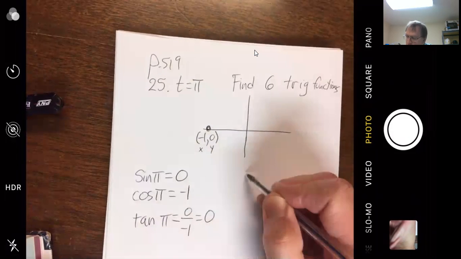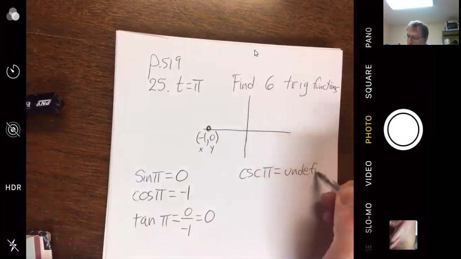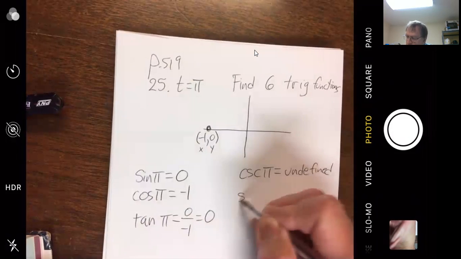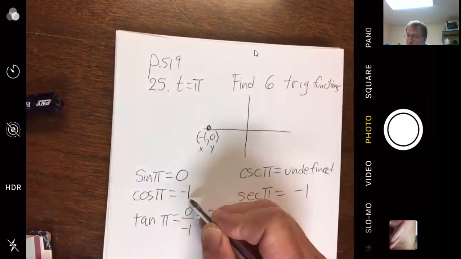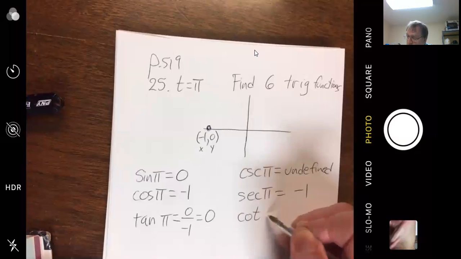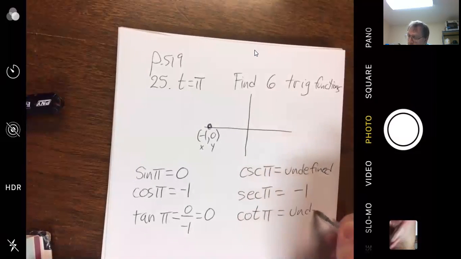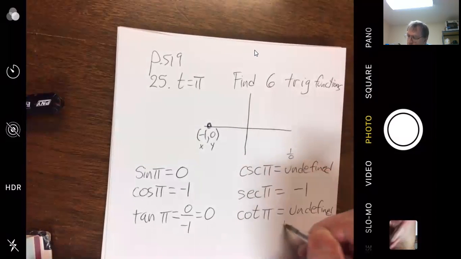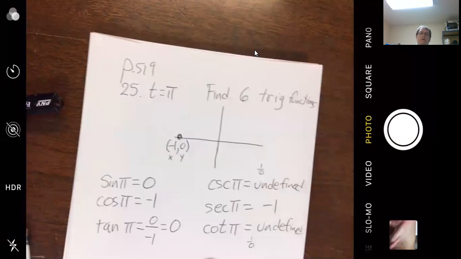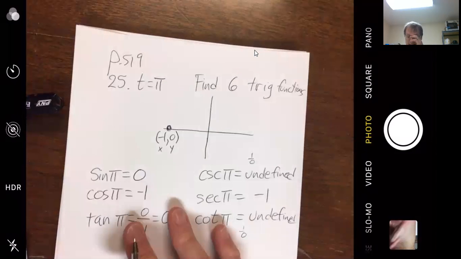The cosecant of pi will be undefined. Your secant of pi will be -1. 1 over -1 still -1. And your cotangent of pi will also be undefined. 1 over 0, 1 over 0. Can't divide by 0. It's undefined. All right, do a few more.